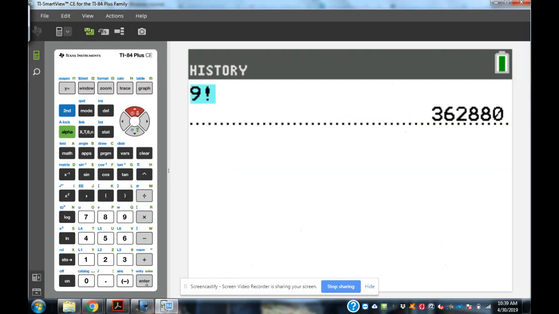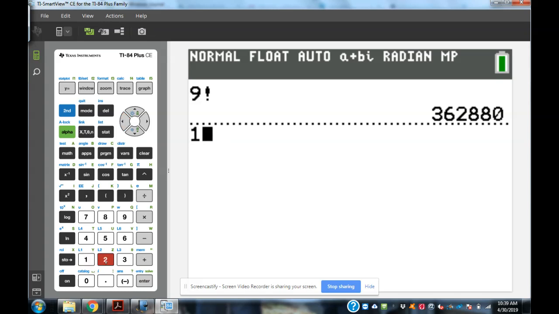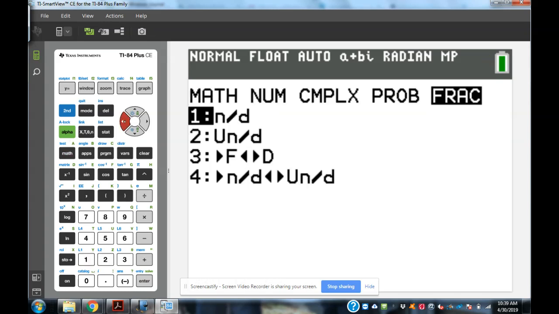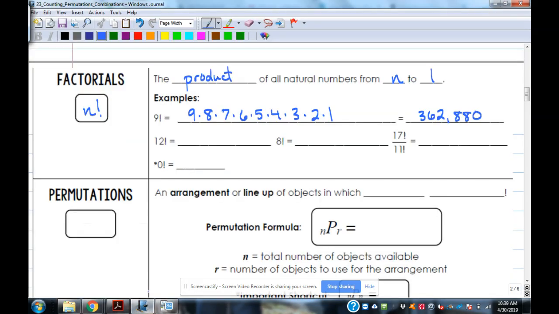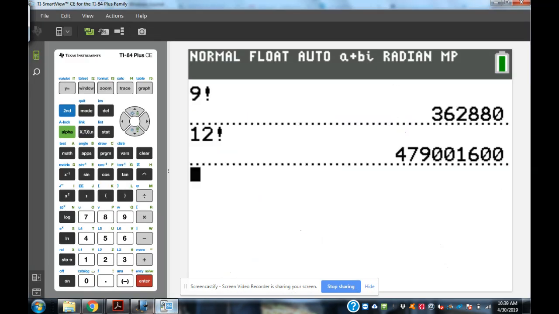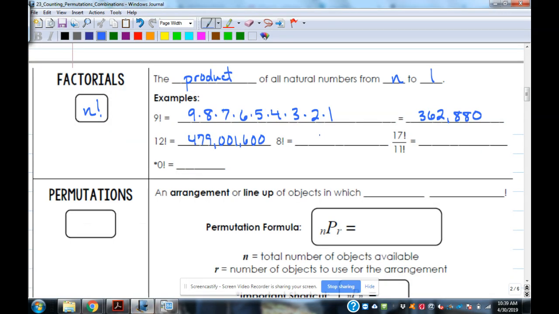I'm just going to copy and paste and then type in. Yeah, I messed up. Didn't do it right. Oh, well, good thing I know where it's at. 12 factorial is pretty big. 479 million, 1,600. 8 factorial should be smaller than 9 factorial. How much is it? 40320.